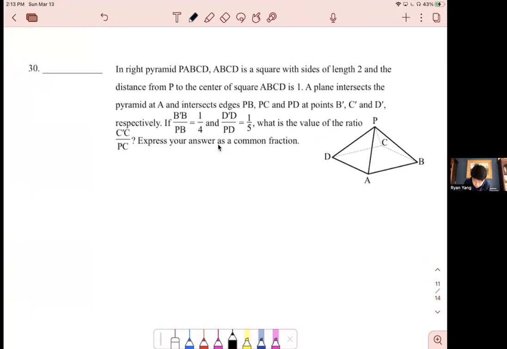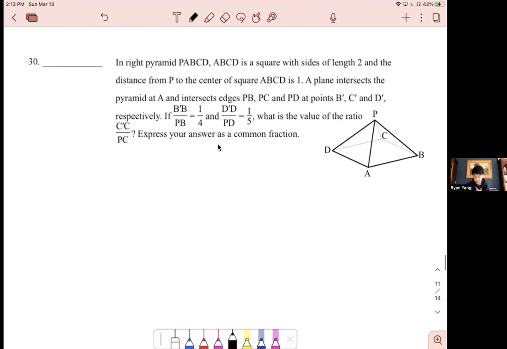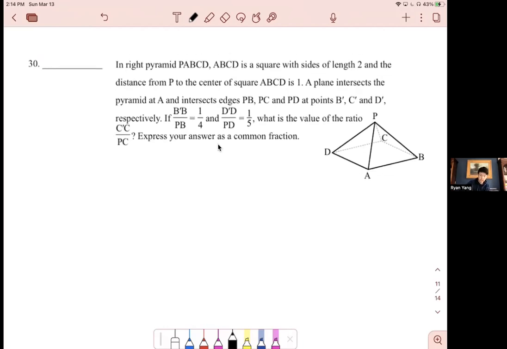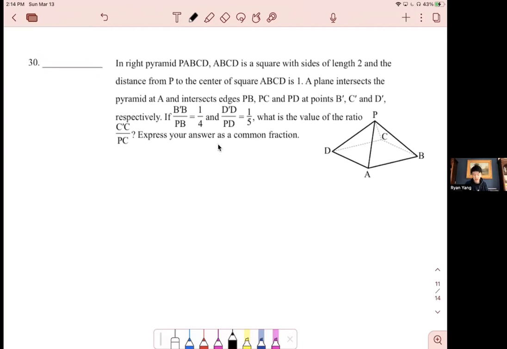In pyramid PABCD, ABCD is a square of side length 2, and the distance from P to the center of square ABCD is 1. A plane intersects the pyramid at A and intersects edges PB, PC, and PD at points B prime, C prime, and D prime respectively. If B prime B over PB equals 1/4 and D prime D over PD equals 1/5, what is the value of the ratio C prime C over PC? Express your answer as a common fraction.